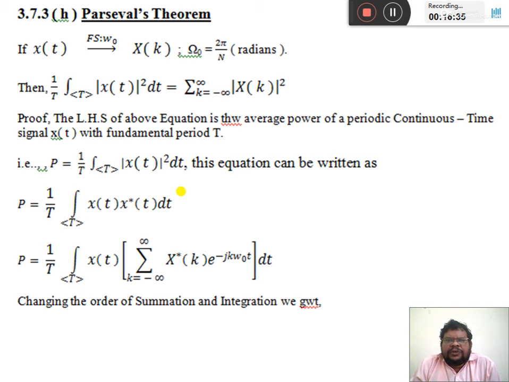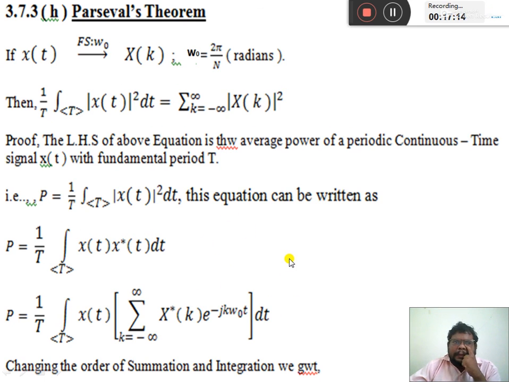So we will take the average power equation, that is P is equal to 1 upon T times the integration of the magnitude of x of t squared. This x of t squared can be written as x of t into x conjugate of t. This x conjugate of t is nothing but the inverse Fourier series. As it is the inverse Fourier series with a conjugate, this term will be e to the power of minus j. Actually, in the actual synthesis equation, e to the power of plus j is there, but because of conjugation, you get the minus j.